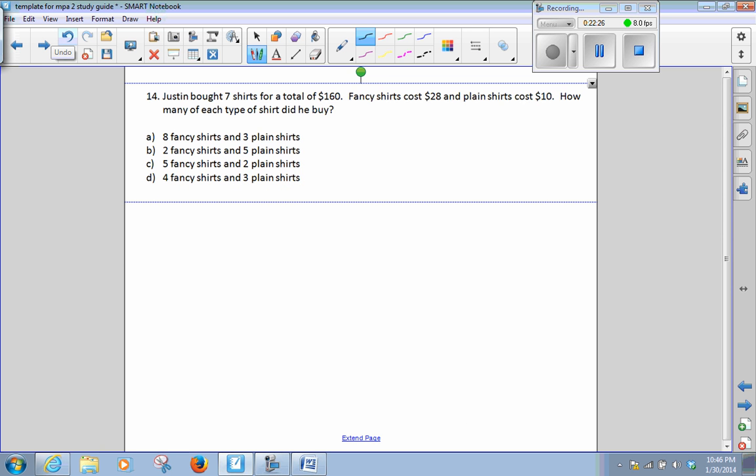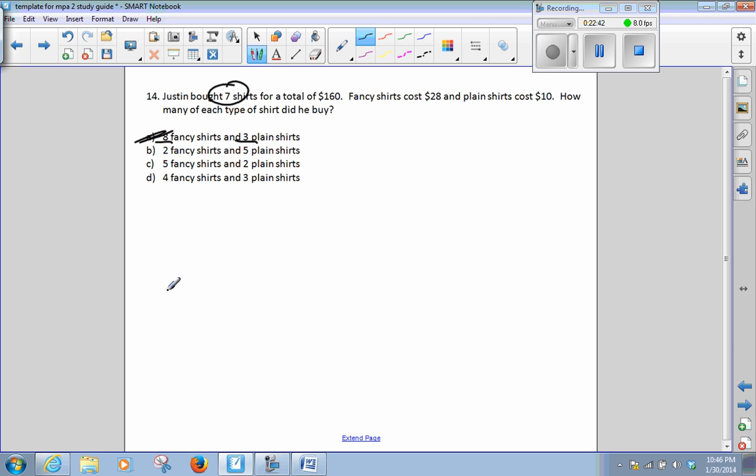Number 14, Justin bought 7 shirts. Fancy shirts cost 28, plain shirts cost 10. How many of each did he buy? Since this is multiple choice, I'm going to eliminate my possibilities. So if he bought 7 shirts, A can't be right, because 8 fancy plus 3 plain doesn't add up to 7. So that's not going to work.